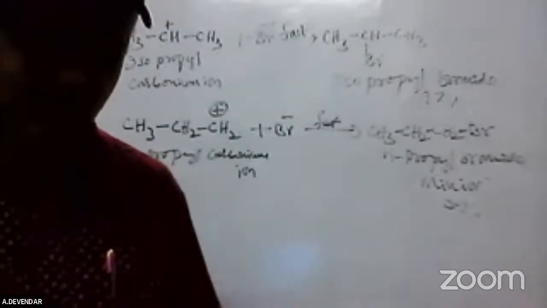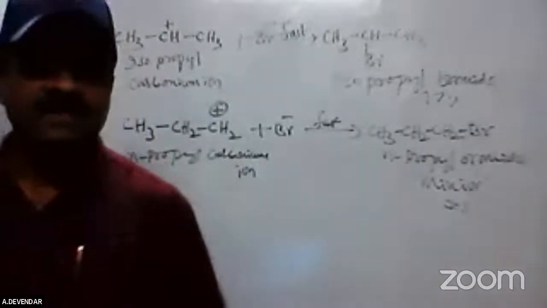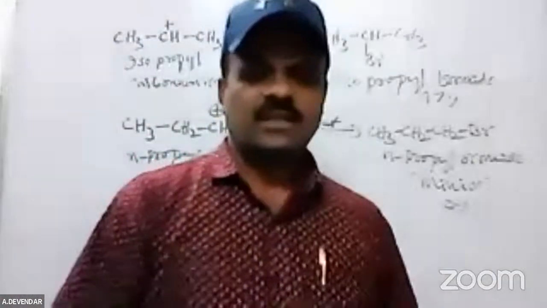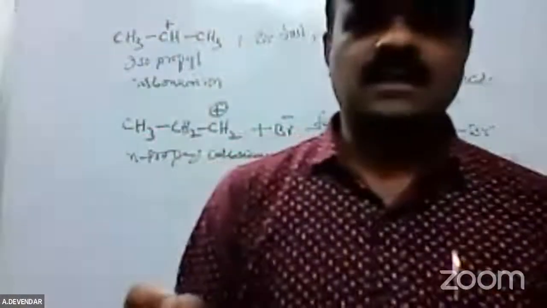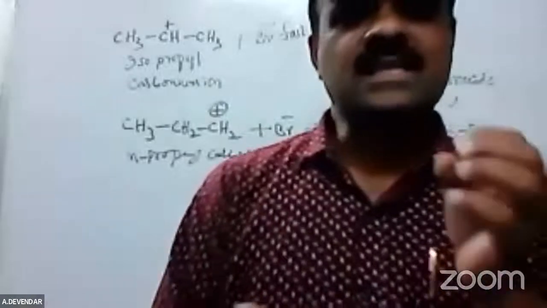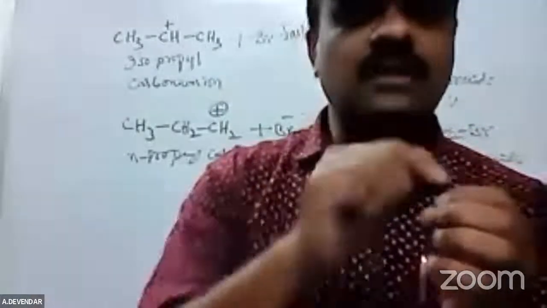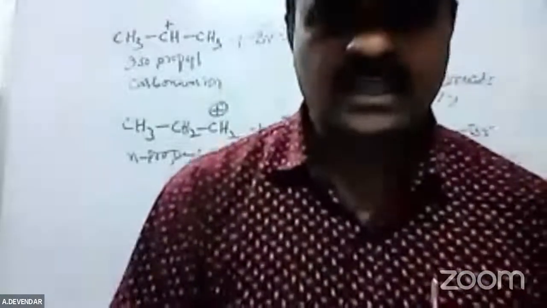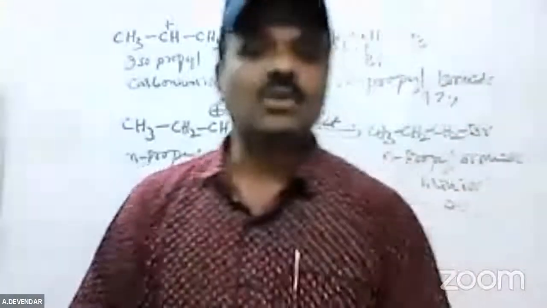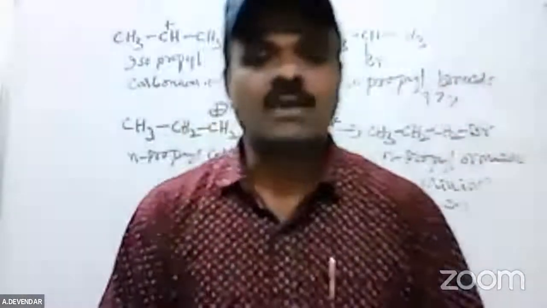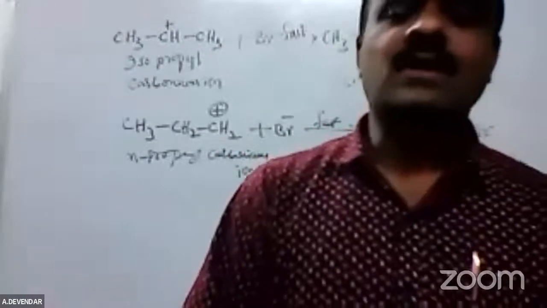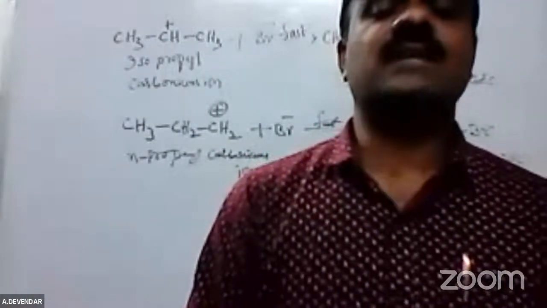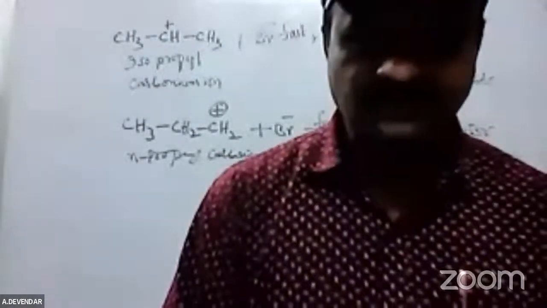The Markovnikov rule mechanism is involved like this. It says that the negative part, that is the bromide ion, will mostly attack the carbon of the double bond having fewer hydrogens. That is called the Markovnikov rule. Another rule is also given, the anti-Markovnikov rule. What is that? It is the addition in the presence of peroxide.